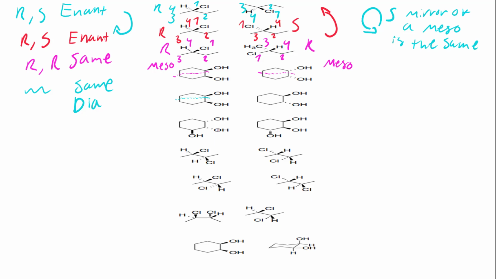Okay, well, what about this guy right here? Well, we have a hash, and it became a wedge. Then we had a hash, and that became a wedge. And then we had a wedge, and it became a hash. So what's going on here? I don't understand. Well, here's the thing. Do we have a plane of symmetry?